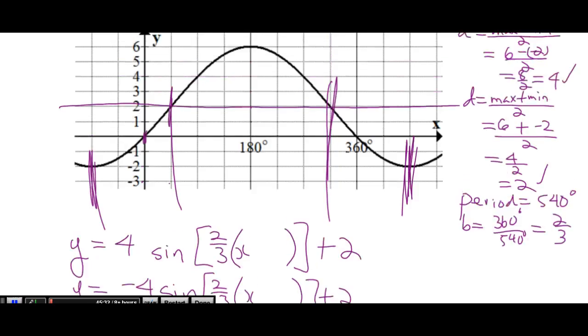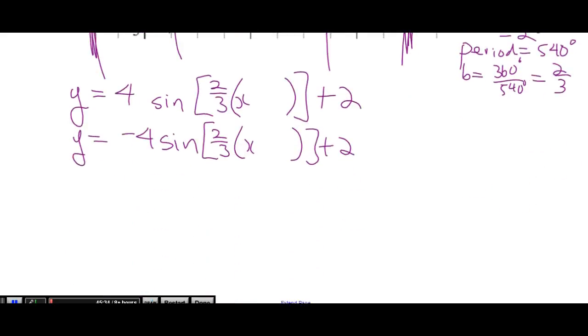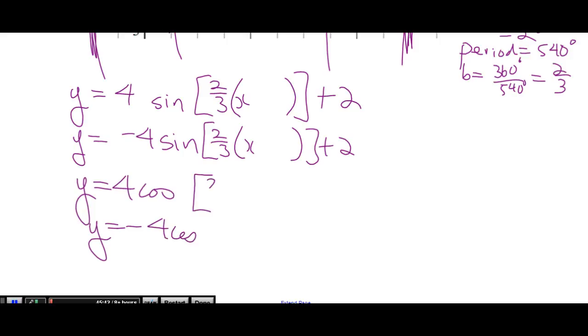Okay, this is 540. You can count 45, 90, 135, 180... There's 540. Okay, you count from here. There're going to be 6 of those all the way to one side, from the left. Negative sign.